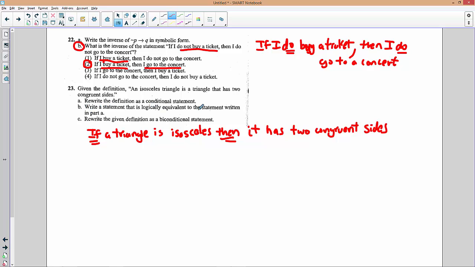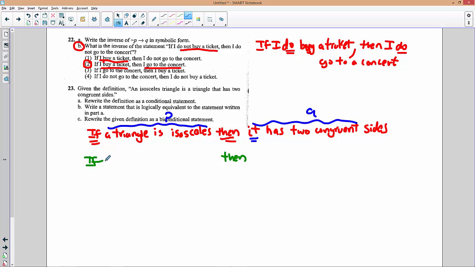B, write a statement that is logically equivalent to the statement written in part A. Okay, so what that means is we have to swap our P and Q, and we have to not them, right? Because that's the contrapositive. So we have to swap the P and the Q. Here's my P, and here's my Q. So we have to swap them and put not. So the Q says it has two congruent sides, so we have to say it does not have two congruent sides, but we don't want to lead with it because that's a pronoun.